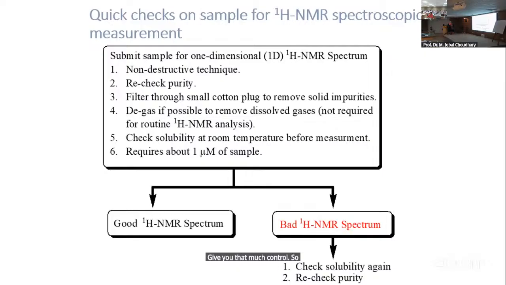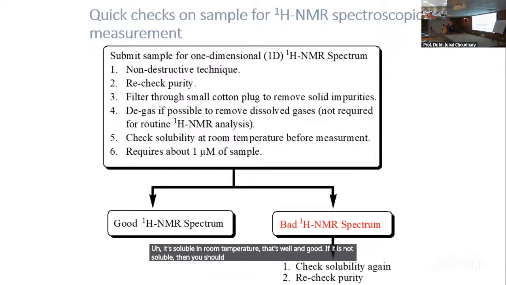So if your compound is soluble at room temperature, that's well and good. If it is not soluble, then you should know at what temperature it is soluble.